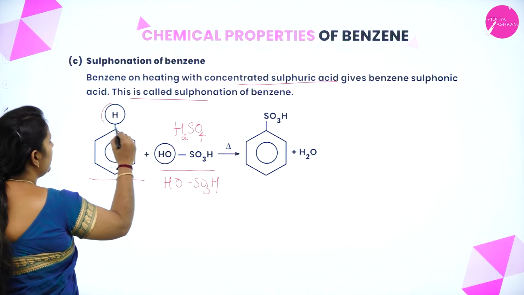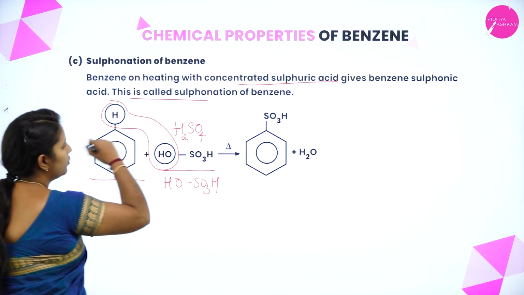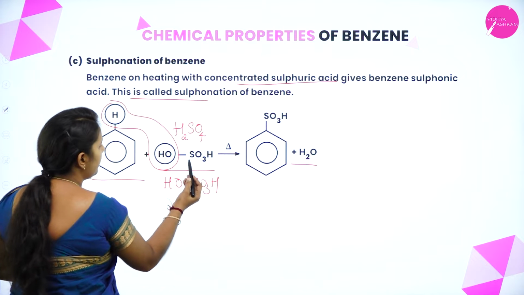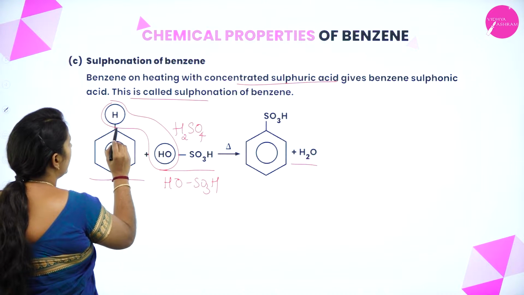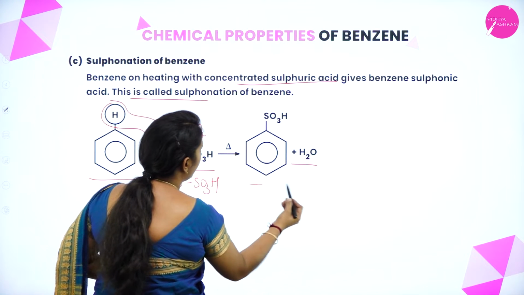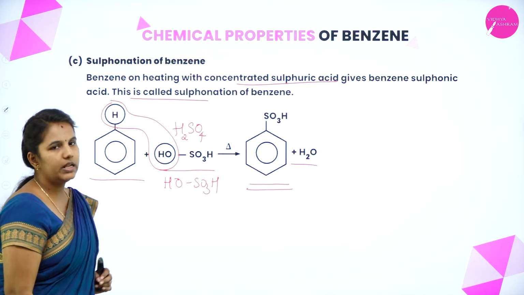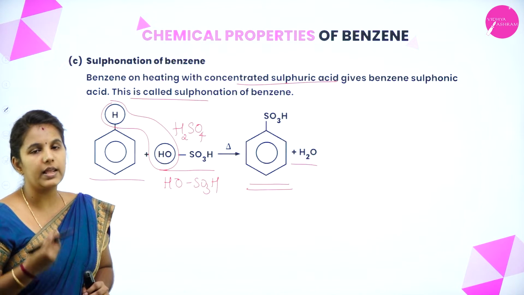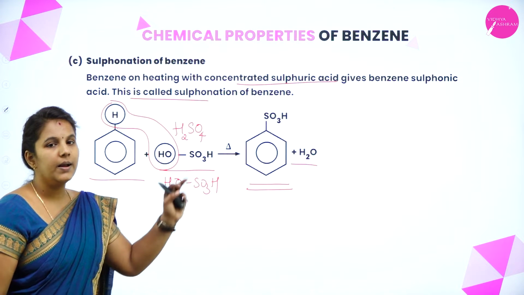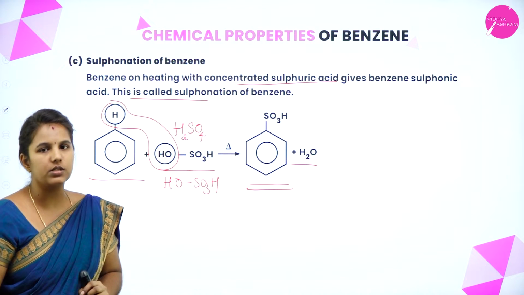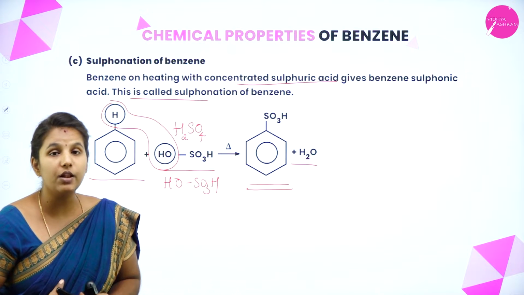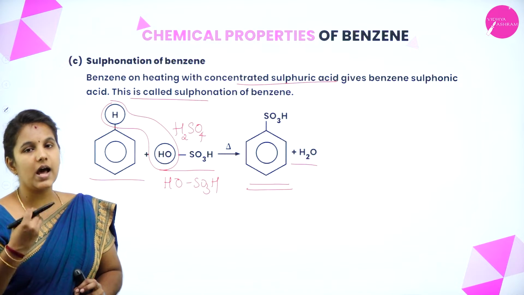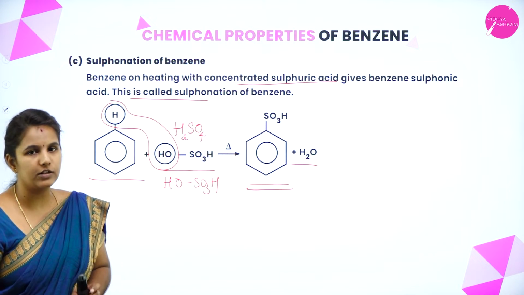The H and OH will be removed in the form of water. The remaining SO3H attacks this carbon atom and forms what? Benzene sulfonic acid. This process of obtaining benzene sulfonic acid by using concentrated H2SO4 is known as sulfonation. This is another example of an electrophile.